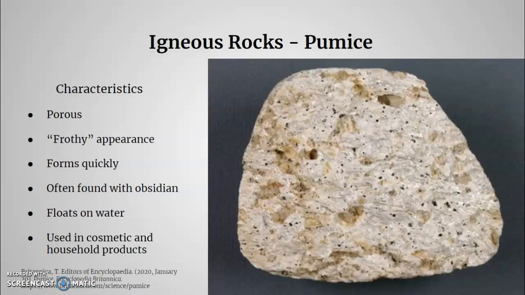Another igneous rock is pumice. Pumice is known to be porous, meaning it kind of has that sponge-like or frothy appearance, and this is because it cools really quickly, and you'll often find pumice with obsidian. Some fun facts are that obsidian can float on water, and it's used in a lot of cosmetic and household products like facial cleanser and cleaner for your house.